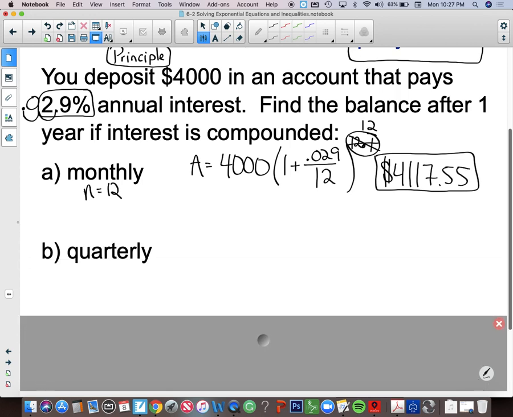Quarterly is another one that you're going to see. So think about how many quarters are in a year, or maybe quarters in a dollar. There are 4 quarters in a year and a dollar, so that means n equals 4. It's exactly the same formula, except the numbers are going to change here and here. So it would be rewritten like this: 4,000 times 1 plus 0.029 over 4 to the 4 times 1, which is just 4, because we're only compounding for a year. So you can recycle everything that you just put in your calculator, but instead of a 12, you put a 4 in there.